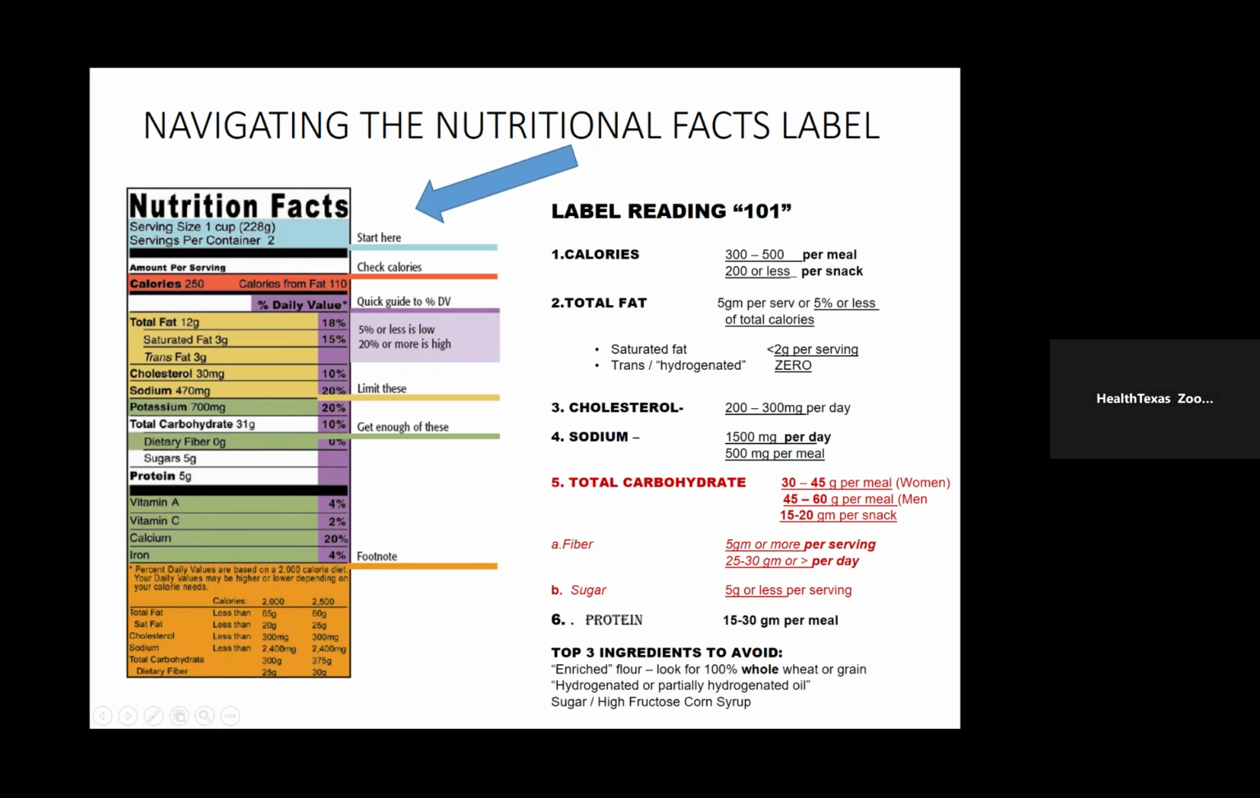It is recommended that our fat consumption, our total fat, is 5 grams per serving, or 5% or less of the total calories. If you look at the purple line down the right side of the nutrition facts, it says percent of daily values. That's your percentage of total calories. So for this particular item, the total fat is 12 grams, but our limit is 5 per serving. So this food would be outside of our dietary recommendations based on the fat.